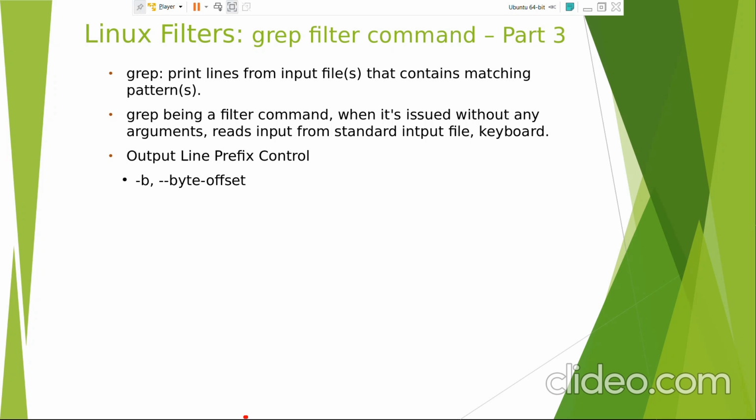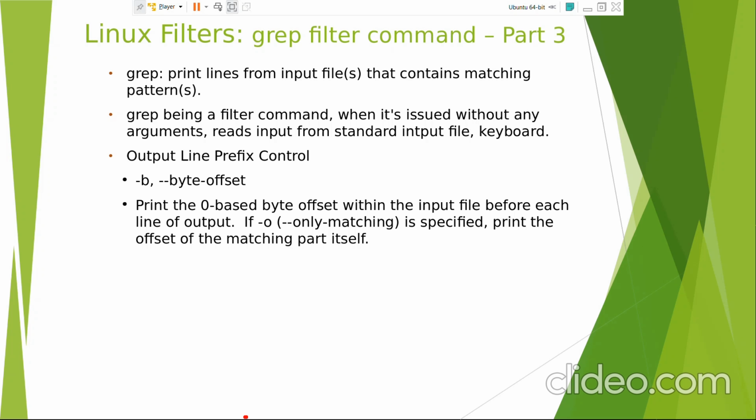So we are going to learn certain more interesting options of the grep command. We are going to learn one particular category of options known as output line prefix control. How the output lines have to be prefixed, that is what these options are going to tell. That is why these options are categorized under output line prefix control. So the first option we are going to look at is -b or --byte-offset.